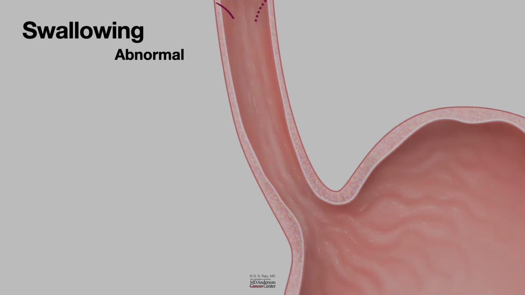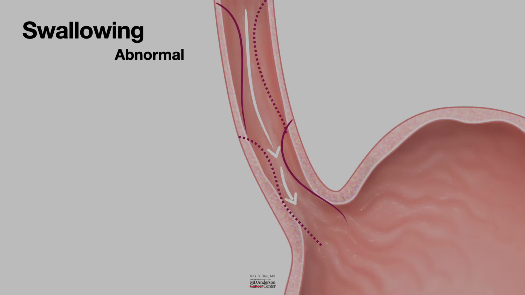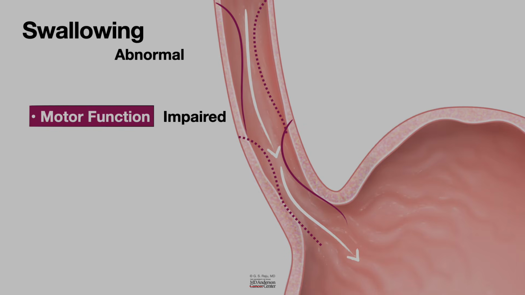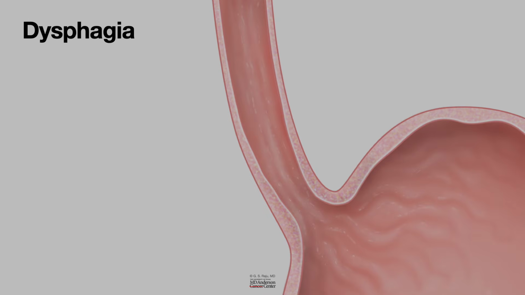On the other hand, if the peristalsis is weak or absent, or the lower esophageal sphincter does not relax appropriately, then you say that the motor function is impaired or abnormal. So let us talk about it.